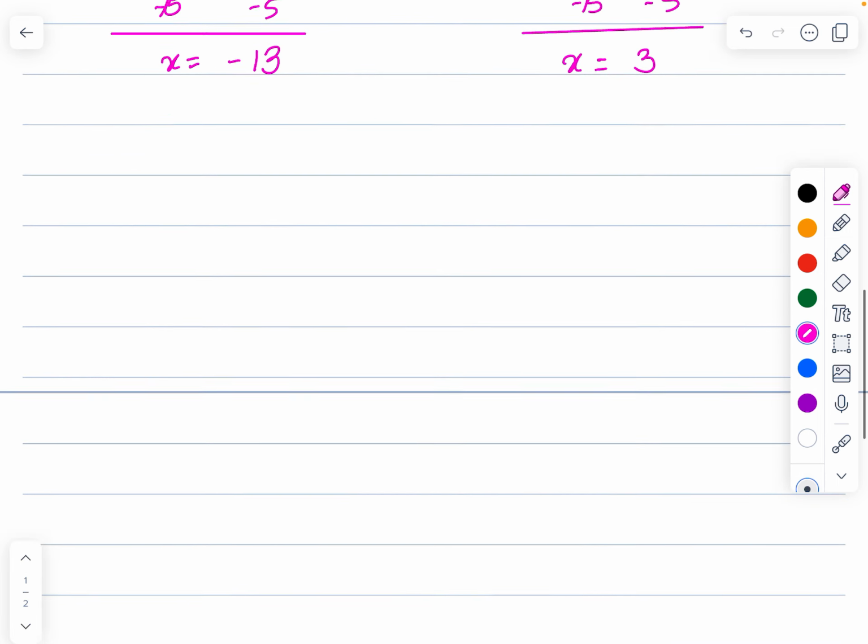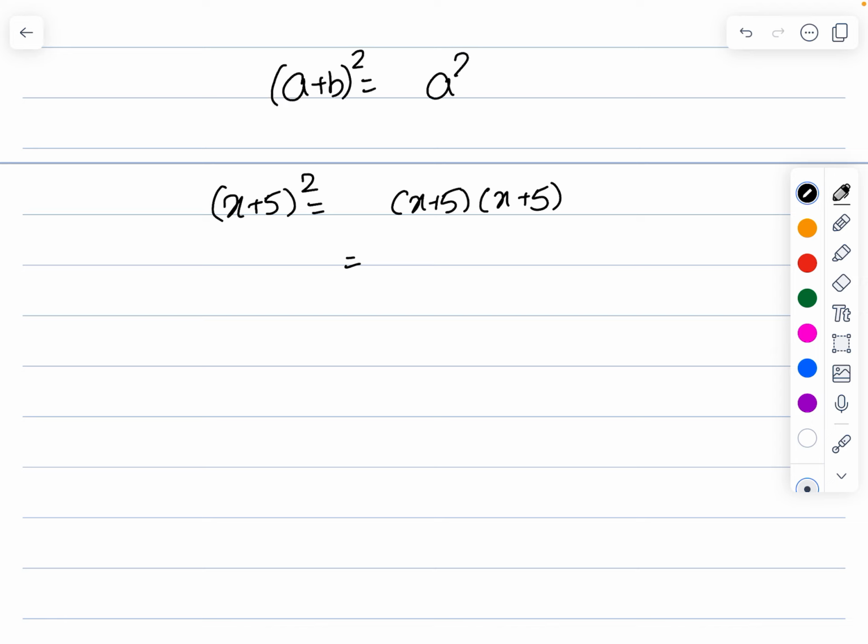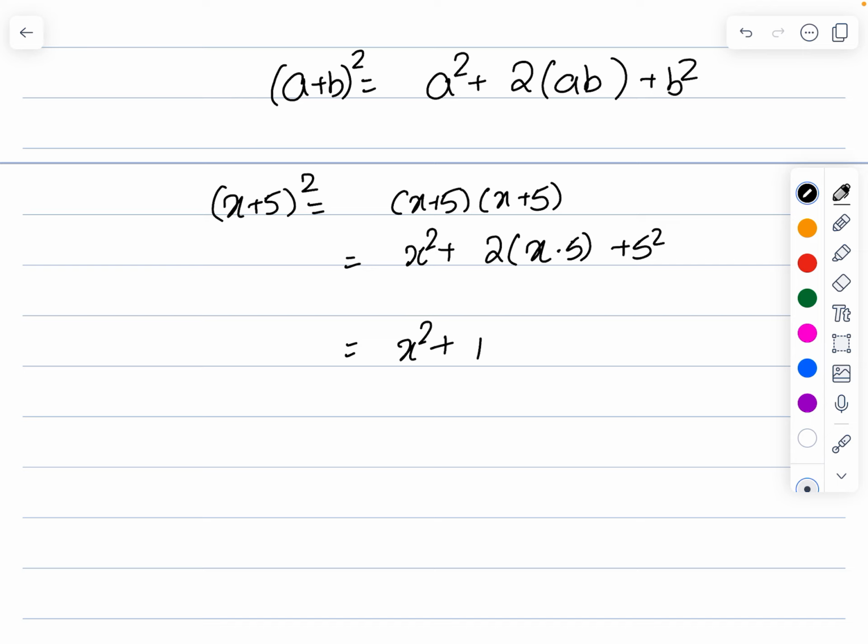But before getting into that perfect square form, we will be understanding the expansion of (x + 5)². How is it done? x + 5 times x + 5. When you expand it, you can use the formula of (a + b)². What is the formula of (a + b)²? a² + 2ab, multiply both the terms, plus b². Over here also, x² + 2 times x times 5 + 5², which is nothing but x² + 10x + 25.